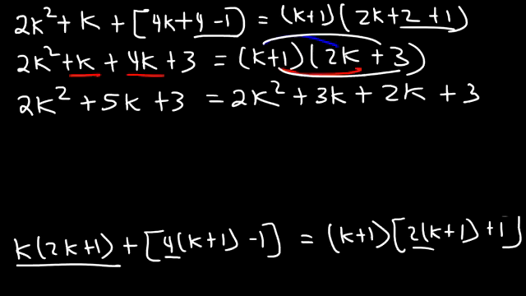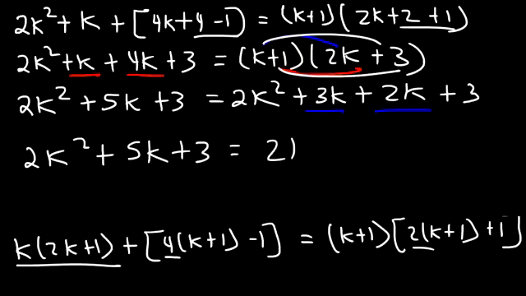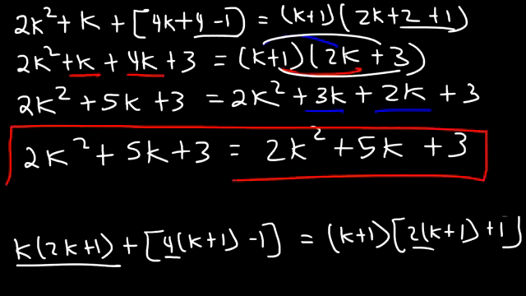On the right side, let's combine like terms. 3k plus 2k is 5k. So on the left, we're going to have 2k squared plus 5k plus 3. And on the right, we're going to have the same thing. So the left side is equivalent to the right side. So that's how we can prove that the original statement is true for any term, or for any value of n. And so that's the basic idea behind mathematical induction. Now let's try another example.